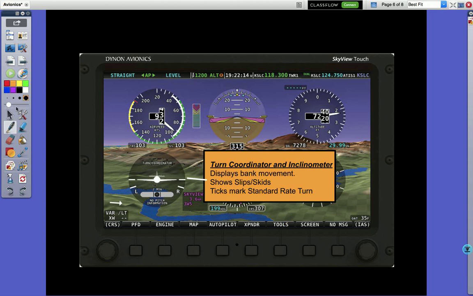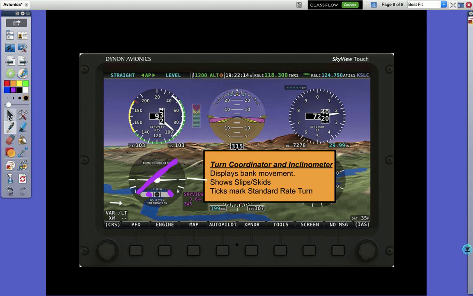Now here's how to tell those slips and skids. A slip is always going to go inside of the turn. So let's say that the aircraft was here and it was turning to the left. If that ball came over here, then that would be a slip. If it went to the outside of the turn, it would be a skid. Both of those things are dangerous. You do need to keep it coordinated as much as possible.